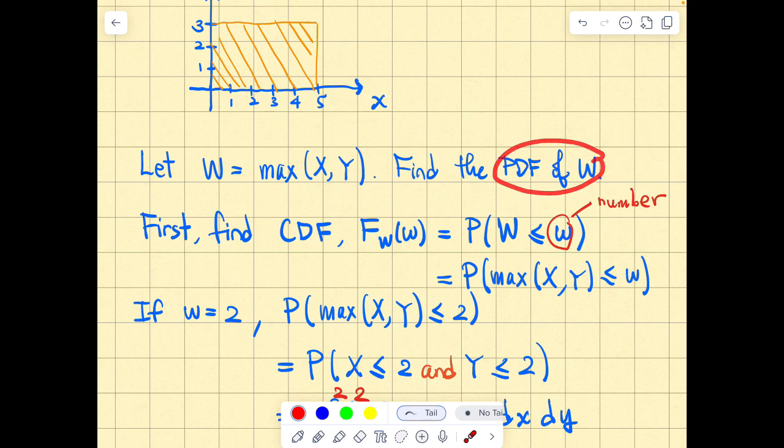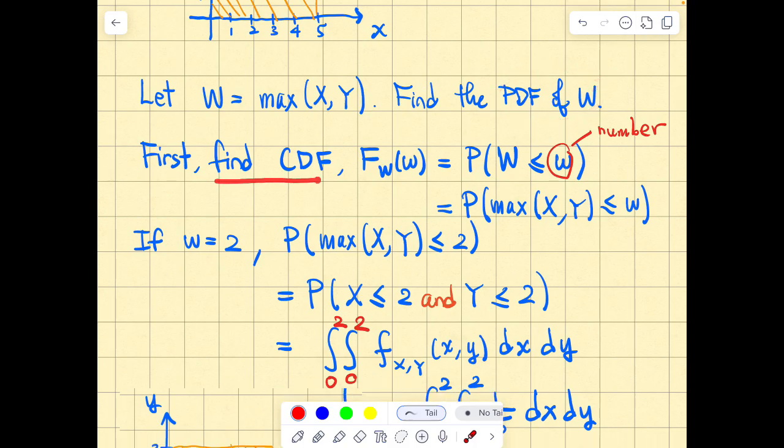Now, how do you find the PDF? Well, the first thing is we're gonna find the CDF. Once we get the CDF, we can differentiate and we can obtain the PDF. The CDF is denoted by this capital letter F. It is the probability that the random variable W is less than or equal to some number w. So this lowercase w just denotes some number. Okay. The big W, this is the random variable.